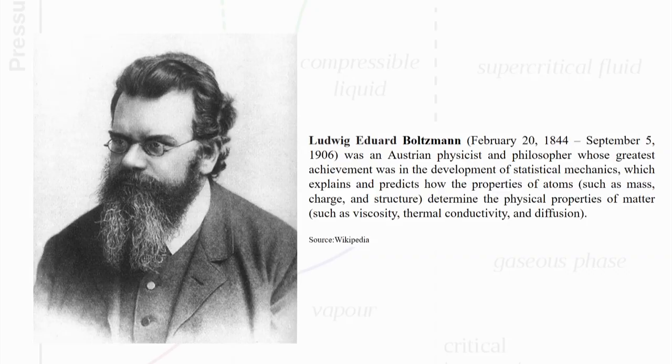Okay, so, before I get into the actual nitty-gritty of the subject, it is worthwhile to flash this nice photograph in front of you. This is the photo of none other than Mr. Boltzmann himself, and you can see that he lived between 1844 and 1906, and he was a philosopher and a physicist. He was instrumental in the development of statistical mechanics, and he also showed how these ideas could be used to determine various properties of substances such as viscosity, thermal conductivity, diffusion, and so on.